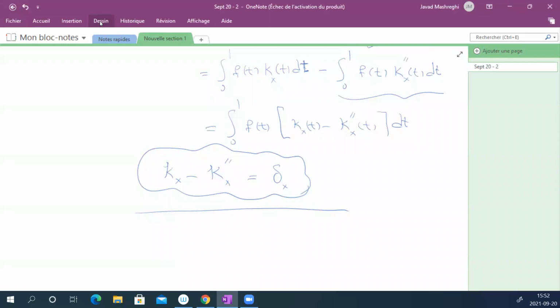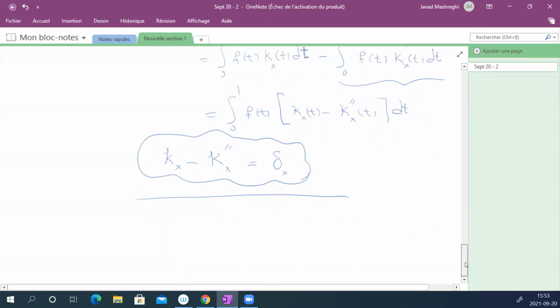We have a differential equation of degree 2. The difference between the previous case and this case is that, if I call it y, we have y minus y double prime is equal to delta x. In the previous case, we had just minus y double prime. So now I want to solve this.